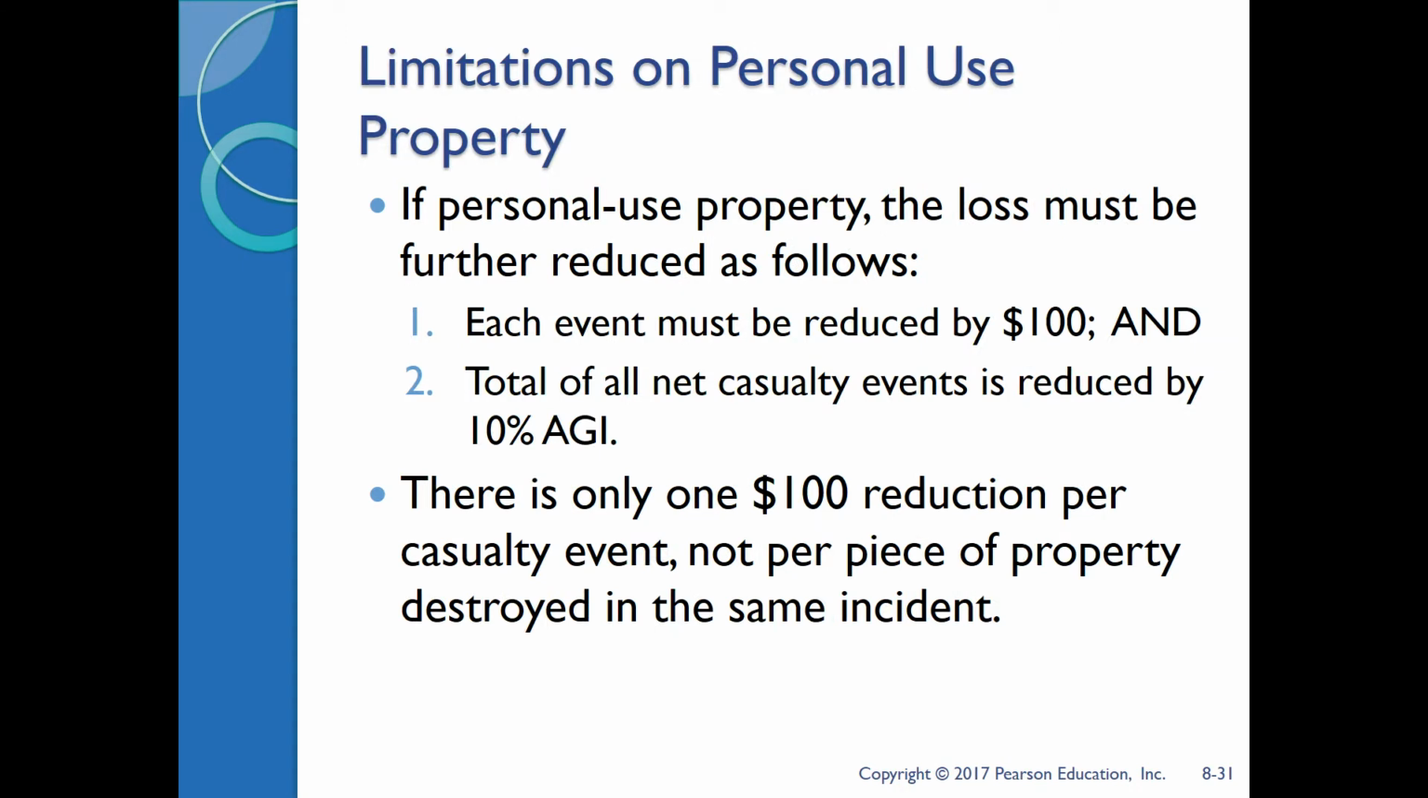Limitations on personal use property. If personal use property, the loss must be further reduced as follows. Each event must be reduced by $100, and the total of all net casualty events is reduced by 10% of AGI. There is only one $100 reduction per casualty event, not per piece of property destroyed in the same event.